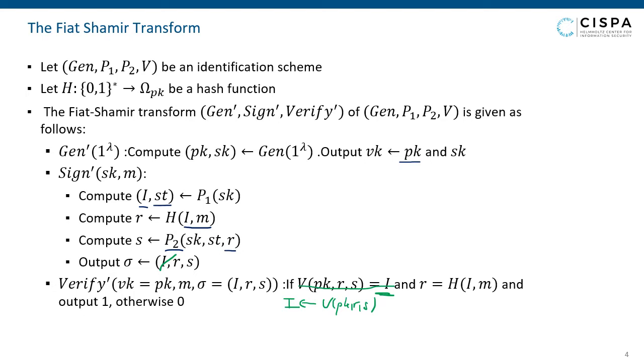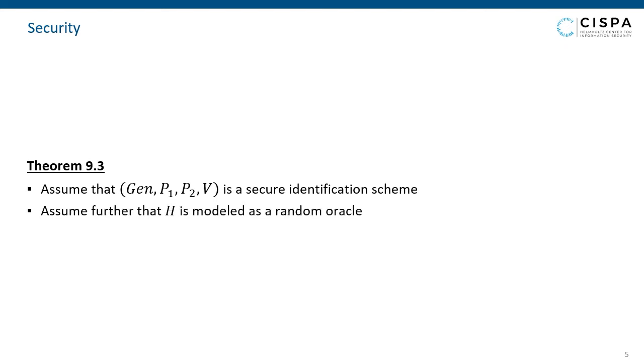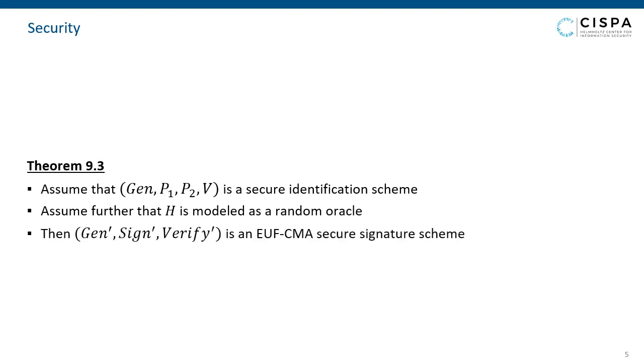Completeness of this protocol obviously follows immediately from the completeness of the underlying identification scheme. So we leave that as an exercise. And we go directly to the security proof of this construction. So assume that Gen, P1, P2, V is a secure identification scheme, and further assume that H is modeled as a random oracle. Then Gen', Sign', Verify' is an EUF-CMA secure signature scheme.